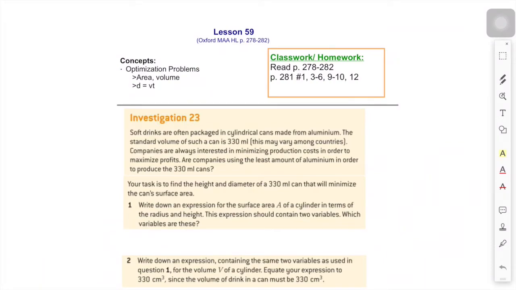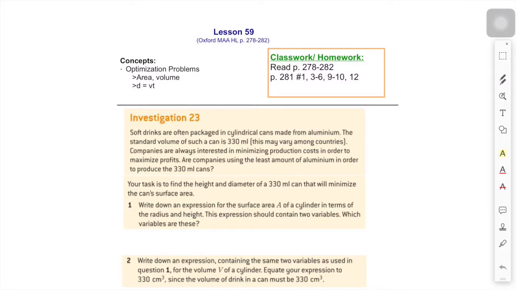Welcome to Lesson 59. In this lesson, we're going to revisit calculus and see how calculus can be used to solve optimization problems in the areas of measurements, say optimizing area and volume, and also look at a speed or kinematics problem. You are going to work out investigation 23 in your textbook.